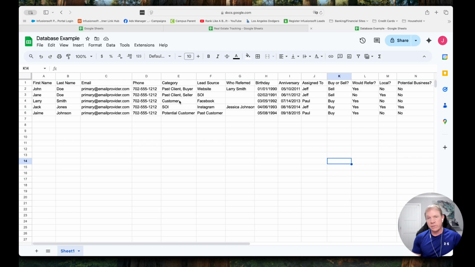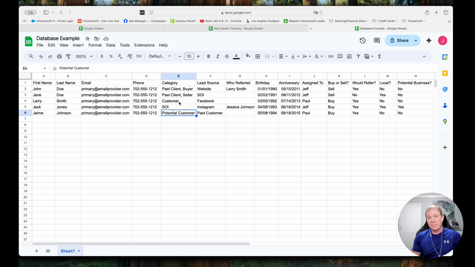SOI would be like sphere of influence or people, something like that. And then potential customer, for example. So this is just a way for us to keep track of what they are. Ideally, you're not going to cross categories. What I mean by that is you wouldn't have a potential customer and a customer, right? They're either a customer or they're a potential customer.